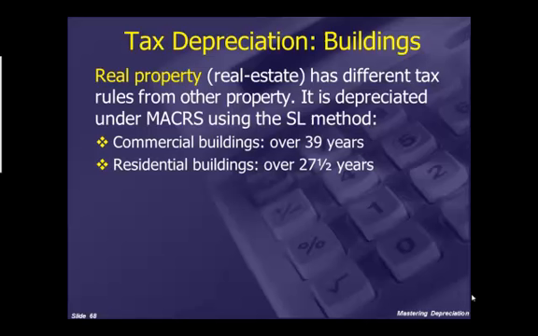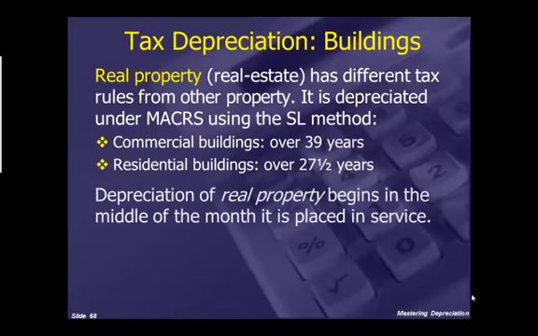That's the IRS, the Internal Revenue Code. Residential buildings, they can be rental houses, they can be apartment complexes. Residential buildings where people reside are, according to the Internal Revenue Code, depreciated over 27 and a half years. Once again, both of these are real property, and you have to use the straight line method for tax purposes.